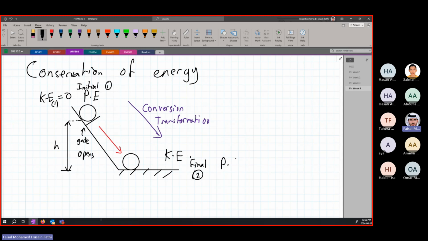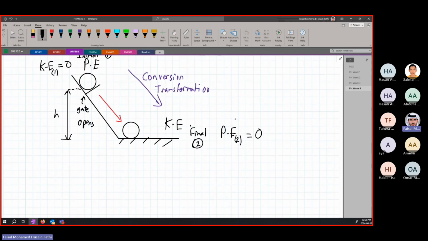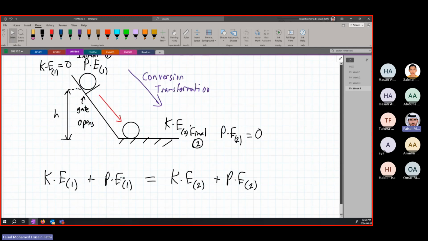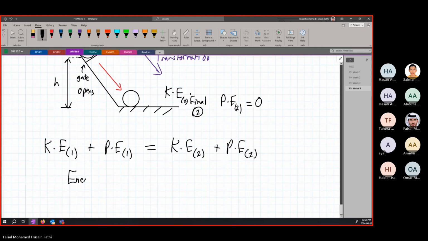And here, the potential energy 2 is equal to 0. So what does this mean? The conservation of energy theory basically says that the kinetic energy 1 plus the potential energy 1 is going to be equal to the kinetic energy 2 plus the potential energy 2, where 1 is the first phase, the initial phase over here. So this is P1 also, and this is K2, KE2. So the initial phase energy has to be equal to energy final.